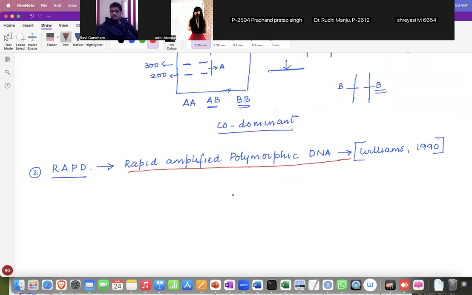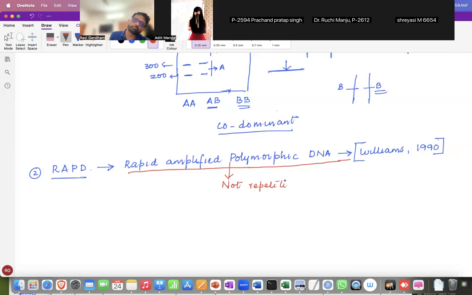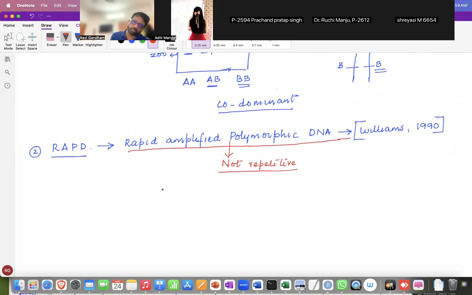Now, what is this RAPD? I'm very sure most of you don't understand this, because we are not doing it, and no one does it in the current scientific world, because this technique is not repetitive at all.